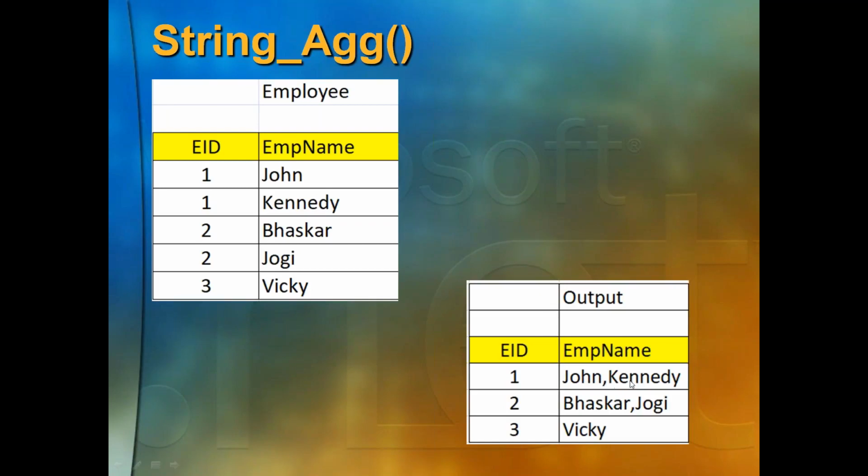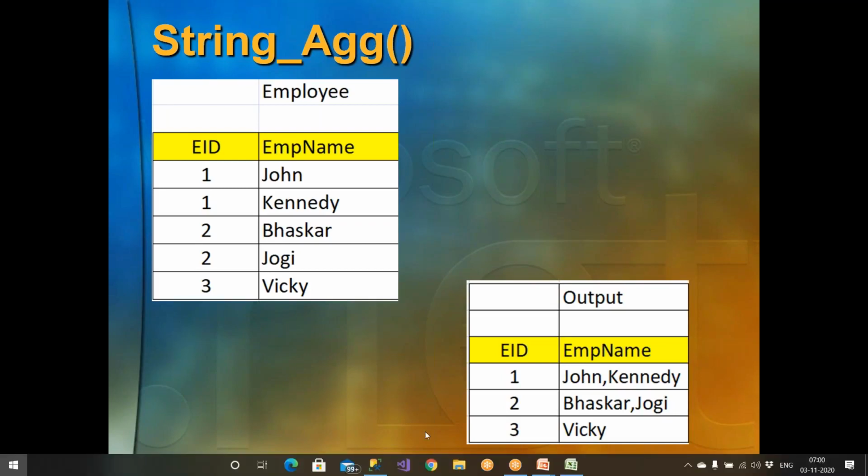With the help of that, you should be able to concatenate and display like this. So all the values with one have to be concatenated like this, and all the values with two have to be concatenated, Bhaskar, comma Jogi, like this. And for that, this is the query you should be able to write.